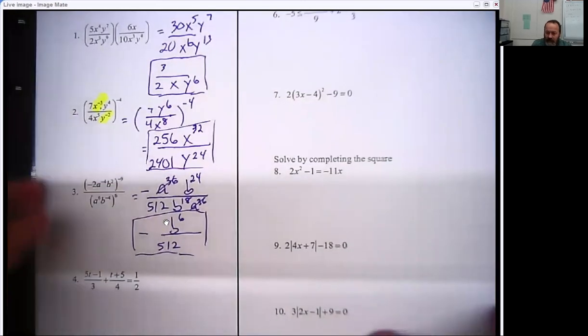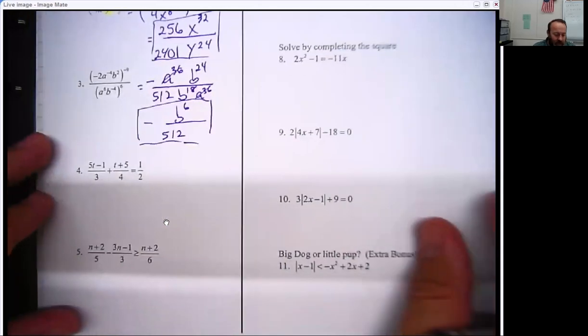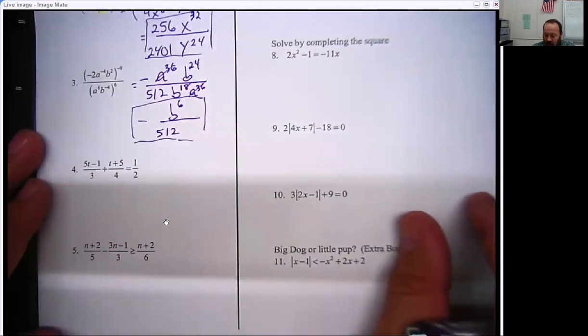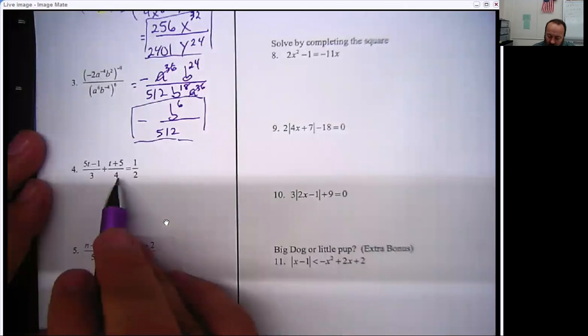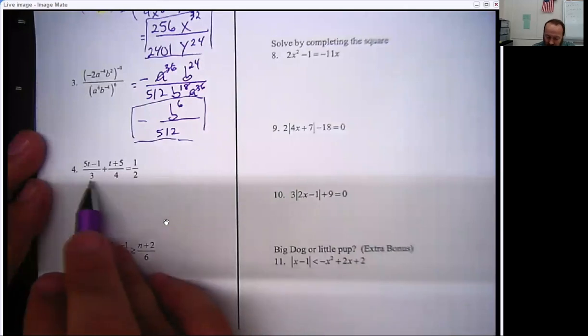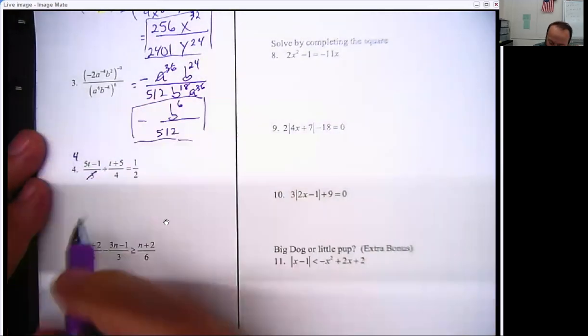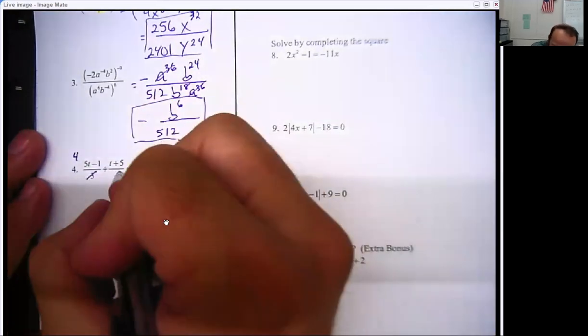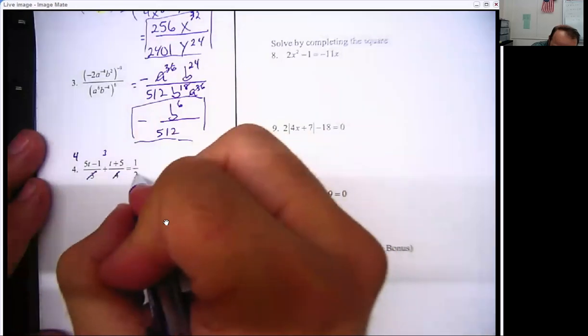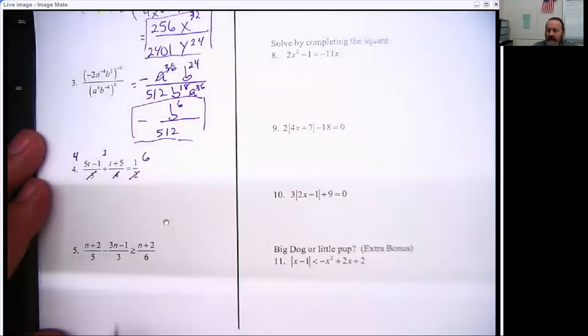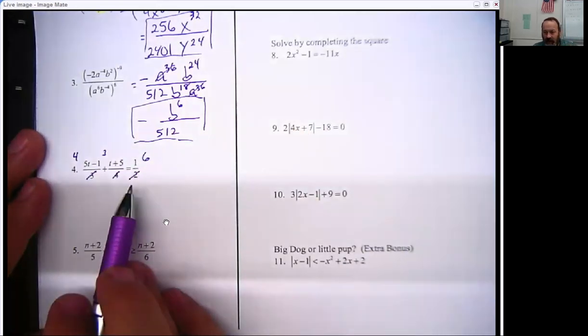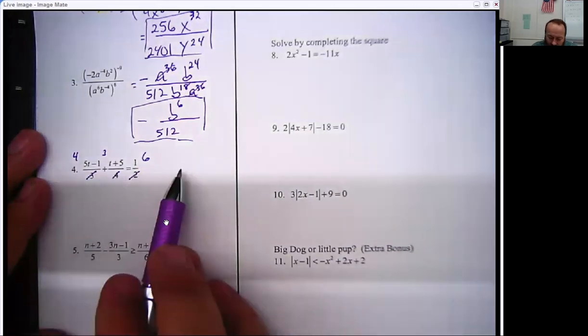Now down here in question 4, what we're going to do is go ahead and consider what that fraction buster would be. Between a 3 and a 4 and a 12, the lowest common denominator is going to be 12. So I'm going to multiply each of these pieces one at a time by 12. 3 goes into 12 4 times, 4 goes into 12 3 times, and 2 goes into 12 6 times. So notice I'm trying to simplify, so I multiplied each by 12 and reduced.